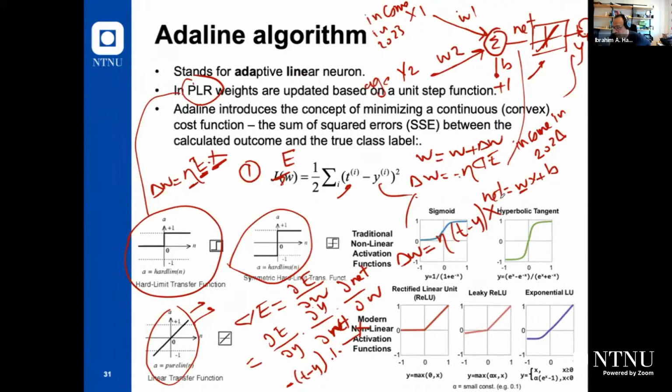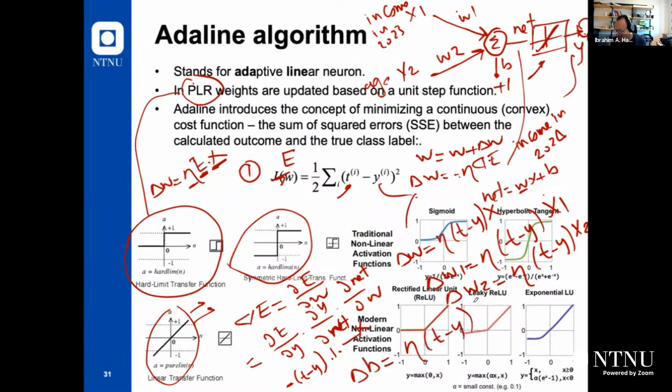We will use this for updating omega 1, omega 2, and b, right? So if I need to adjust omega 1, delta omega 1 will be eta multiplied by (t minus y) multiplied by x1, the x which is connected to omega 1. Delta omega 2 will be eta multiplied by (t minus y) multiplied by x2. For the bias, delta b equals eta multiplied by (t minus y) multiplied by the input which is connected to b, which is 1. So it will be just eta multiplied by (t minus y).